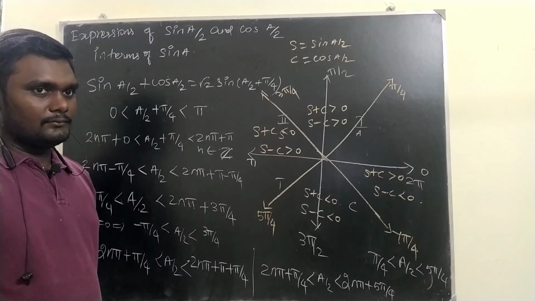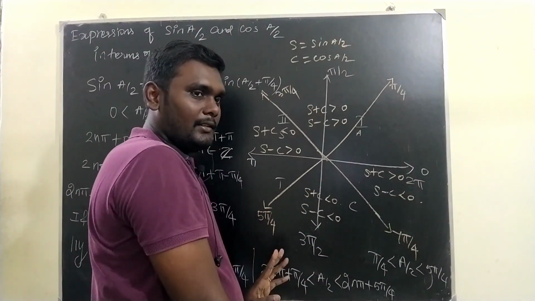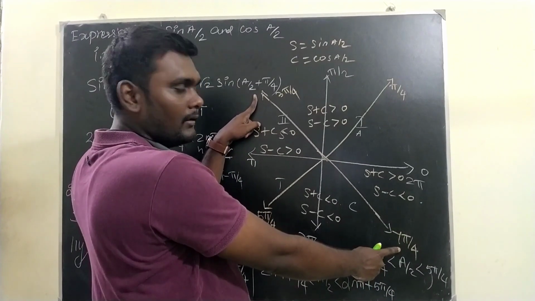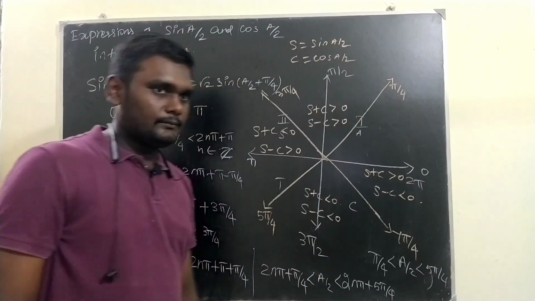That is the thing. Initially, I said 0 to pi, sine is positive. Below that, it is negative, right? Same like this line, I said it is positive. Below that, it is negative. Clear?